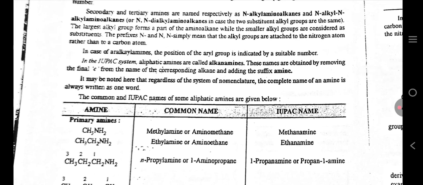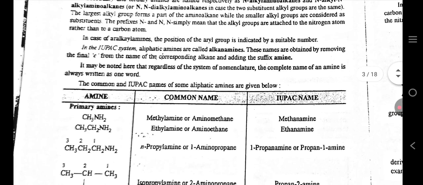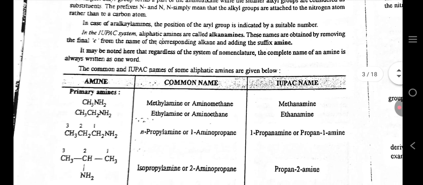Secondary and tertiary amines are named respectively as N-alkyl aminoalkanes and N,N-dialkyl aminoalkanes in case the two substituent alkyl groups are the same. The largest alkyl group forms a part of the aminoalkane while the smaller alkyl groups are considered as substituents. The prefixes N and N simply mean that the alkyl groups are attached to the nitrogen atom rather than to a carbon atom. In case of aryl alkyl amines, the position of the aryl group is indicated by a suitable number.